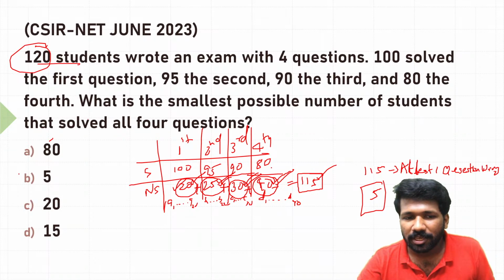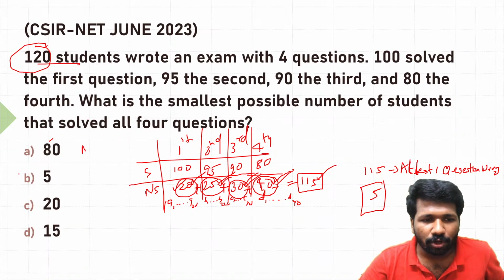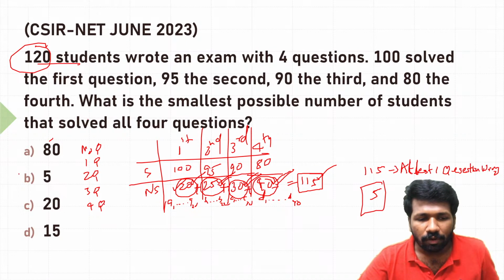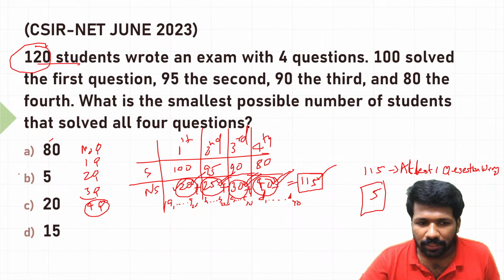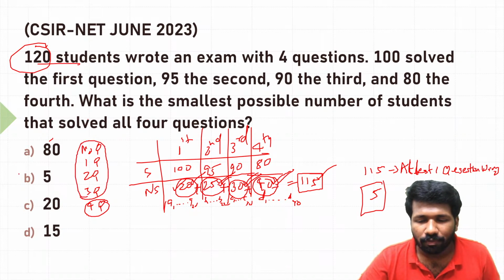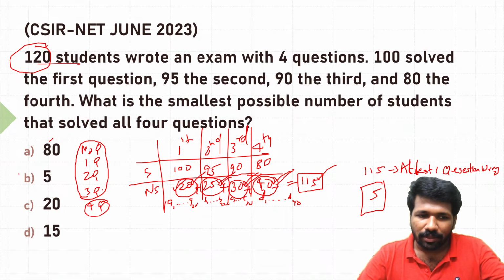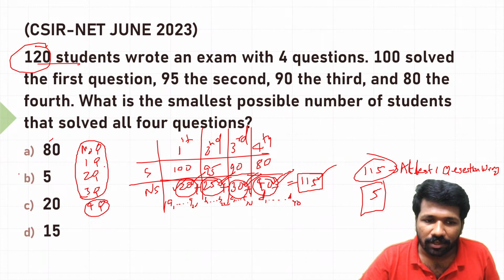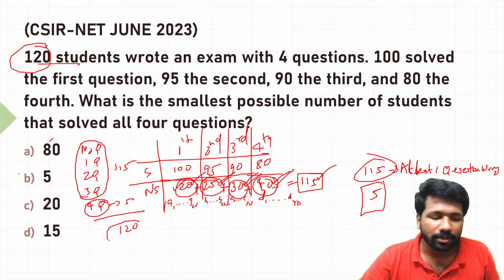Because speaking of solving questions, there can be students who solved no question, 1 question, 2 questions, 3 questions, or 4 questions. So we need the minimum number of students who solved 4 questions. At least 1 question wrong means at most 3 questions solved. That student number is 115. So the remaining 5 students will be the students who solved all 4 questions, so that the total is 120.